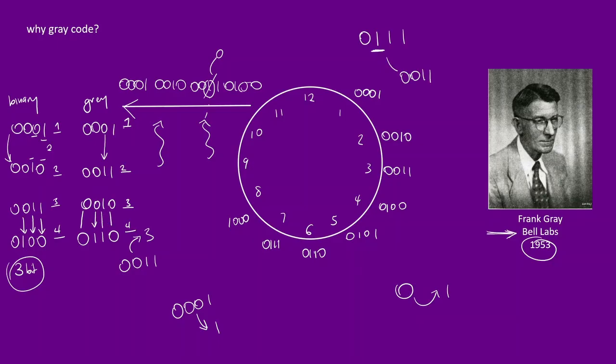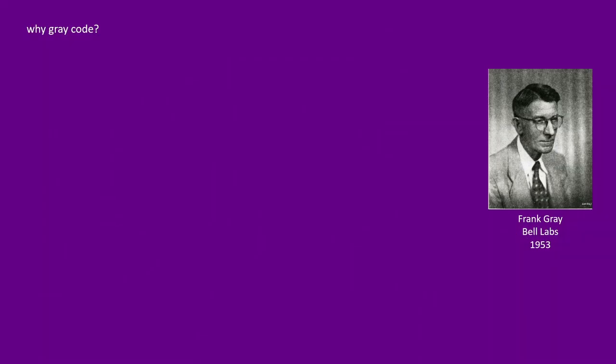So you can see that only one bit changes when going between successive numbers, which is the very big advantage of Gray code. It helps note when we have errors in transmission and improves error detection. So it's one of the important things of Gray code.